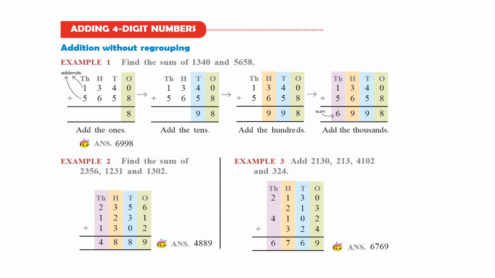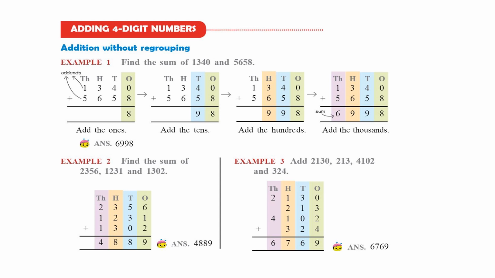So now we will look at example 1. Find the sum of 1340 and 5658. How to find the sum of these two numbers? What is sum? When we add two numbers, we get an answer. The answer in addition is called the sum. That means if the question is to find the sum, we have to add.